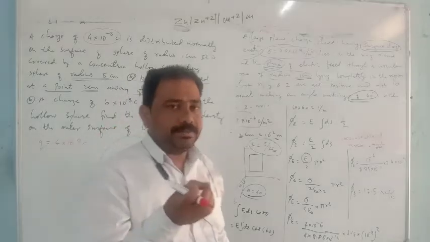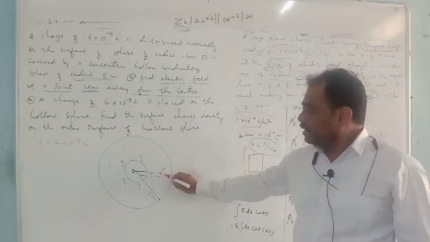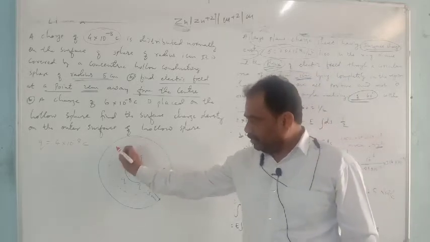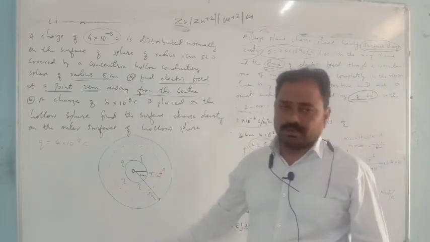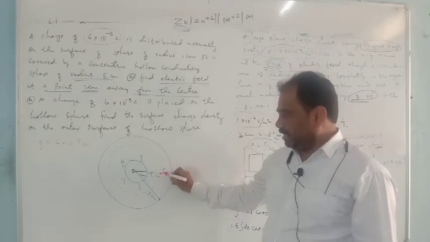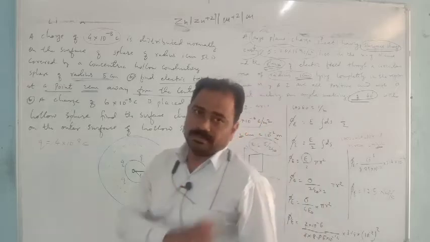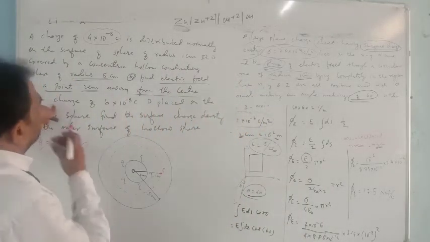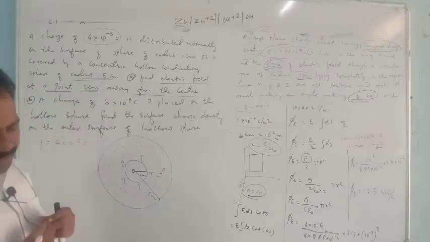So from the center of the sphere, take 2 centimeter distance and put there a point P, and through this point P, you have to draw a Gaussian sphere. Okay, so this dotted sphere is the Gaussian sphere. On the surface of that Gaussian sphere, P is there at a distance 2 centimeter from the center of the sphere. We have to find the electric field at that point.